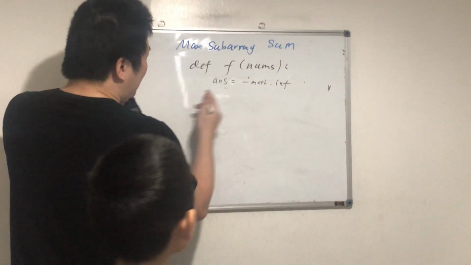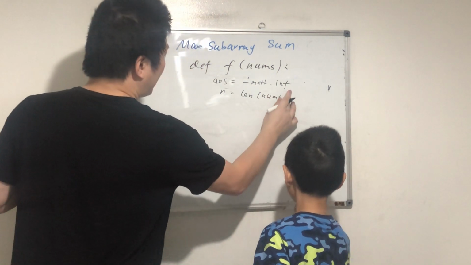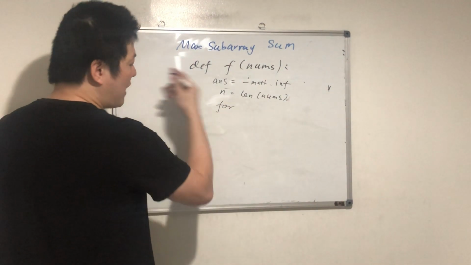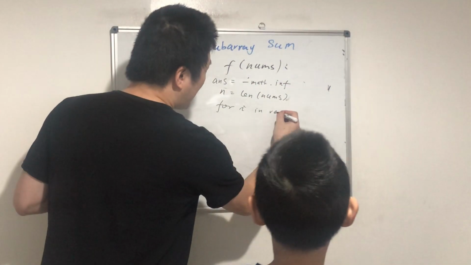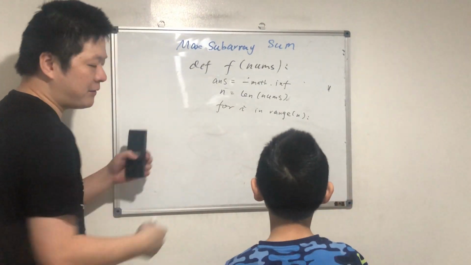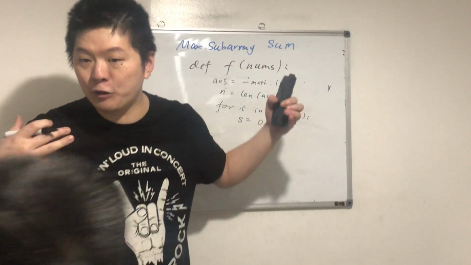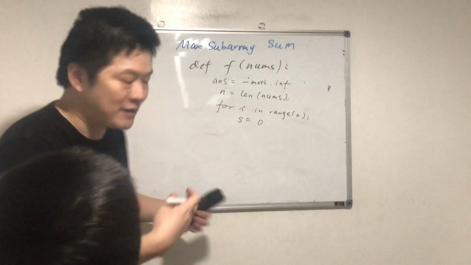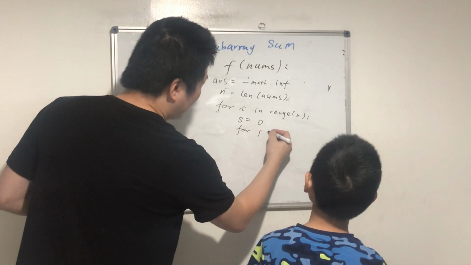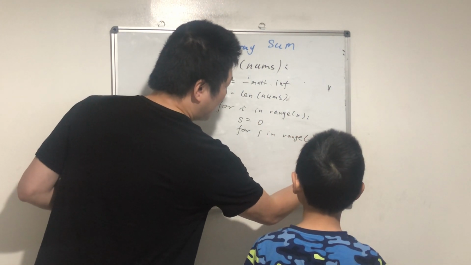Let's iterate. Let n equal length of nums, right? Then for i in range n, where i will be the left boundary. Now I have determined the left boundary. I set s equals 0, which is the sum of the current sublist, right? And then I need to extend the sublist to the right, for j in range, starting from i to n, right?